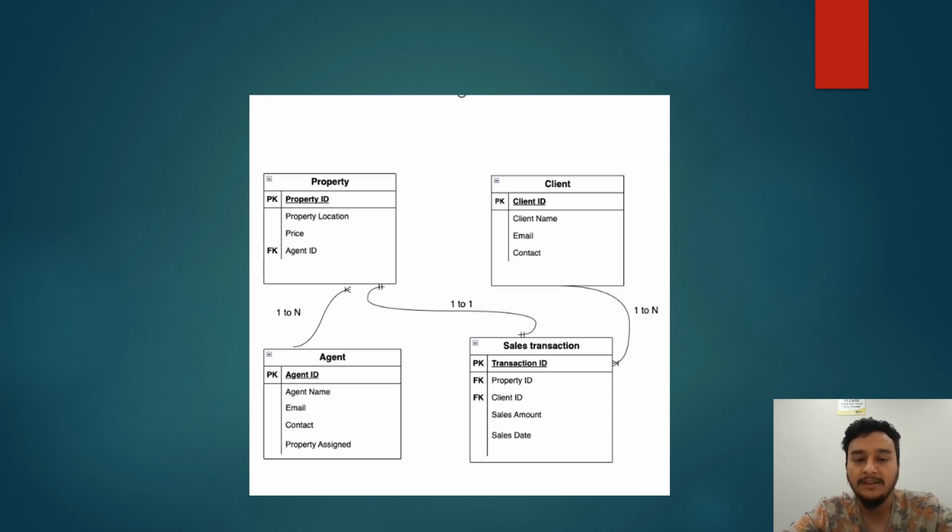Here you can see this entity relationship diagram. This is done in draw.io. You can see there is a one-to-many relation between agent and property, a one-to-one relation between property and sales transaction, and a one-to-many relation between client and sales transaction. There are different primary keys and foreign keys depending on where they are. For example, property has property ID as primary key, but agent ID as foreign key because agent ID has been taken from the agent table.